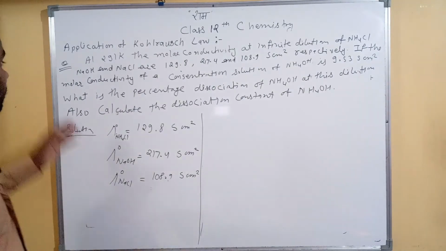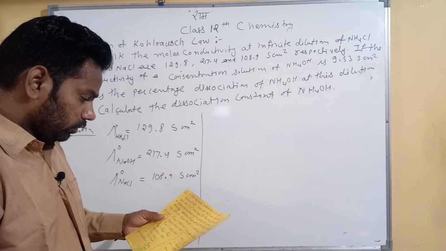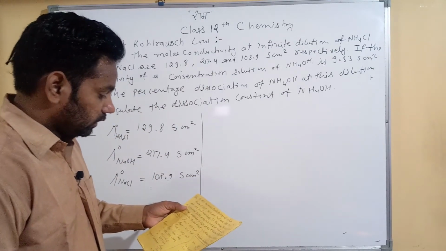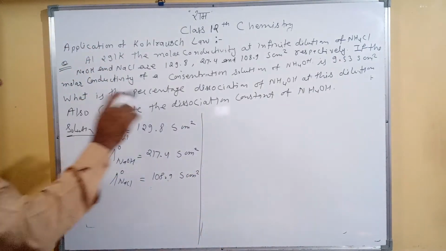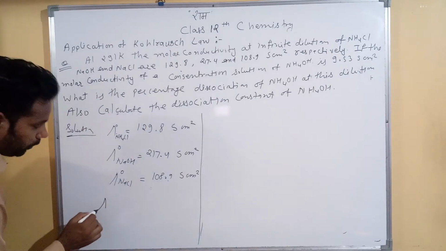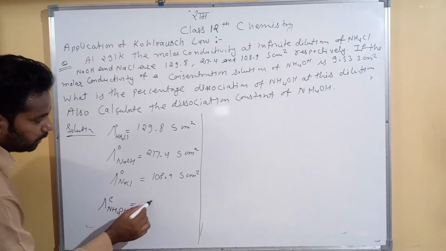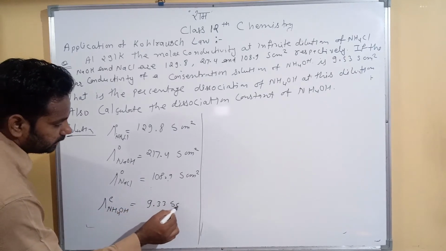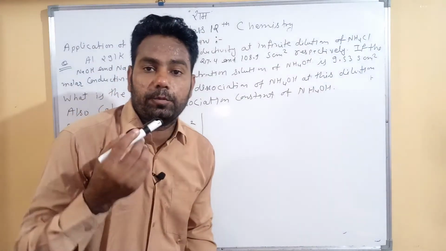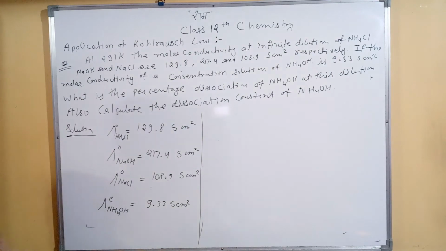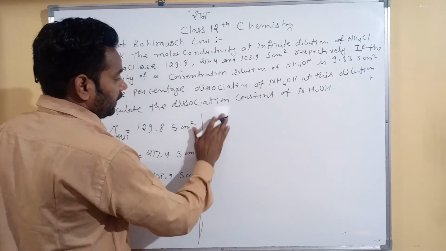Then the molar conductivity of a concentration solution of NH4OH is equal to 9.33 Siemens centimeter square. Okay, what is the percentage dissociation of NH4OH at this dilution? So I know the formula of the degree of dissociation.